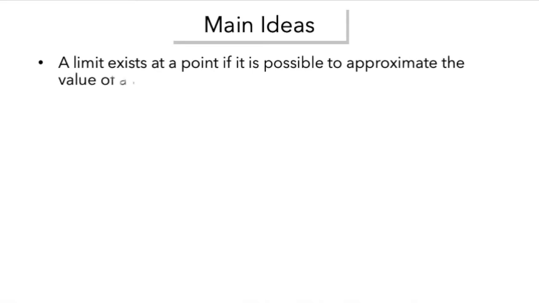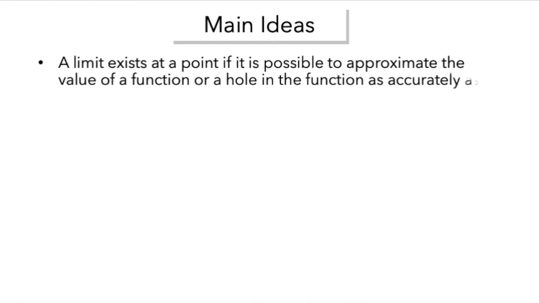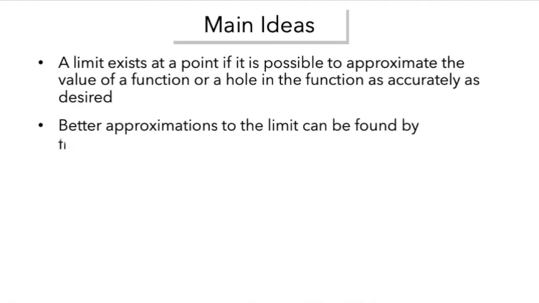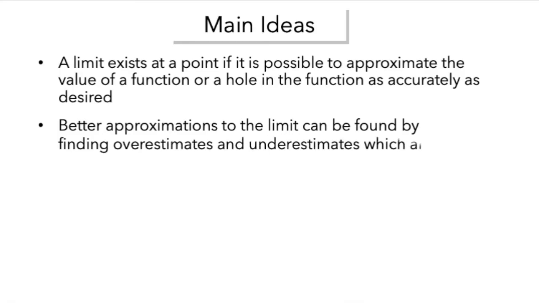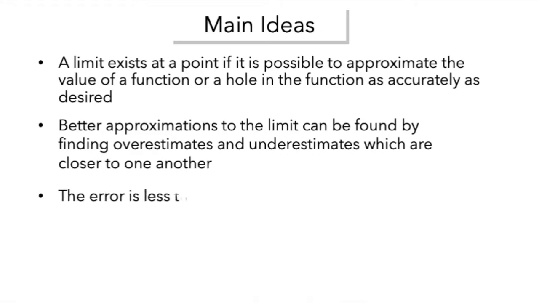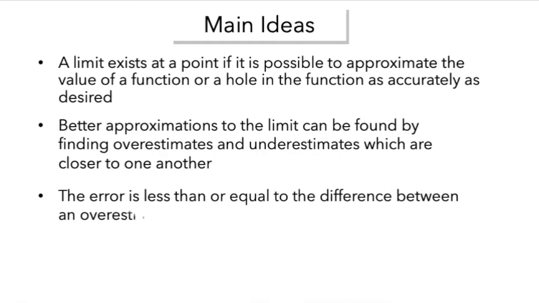A limit exists at a point if it is possible to approximate the value of a function or a hole in the function as accurately as desired. Better approximations to the limit can be found by finding overestimates and underestimates which are closer to one another. The error is less than or equal to the difference between an overestimate and an underestimate.